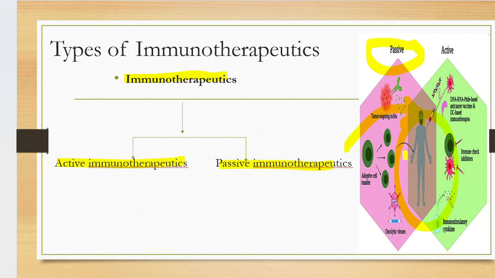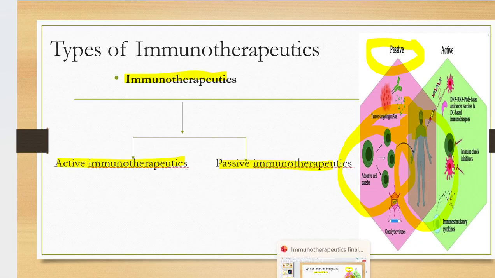So here we see that adoptive cell therapy is there. In the case of passive, adoptive cells or monoclonal antibodies are transferred to the patient. While in active immunotherapy, there is nothing like that to give antibodies. But in active immunotherapeutics, we give vaccines, or immune checkpoint inhibitors, or stimulatory cytokines to stimulate the immune system. This is the main difference between both of them.